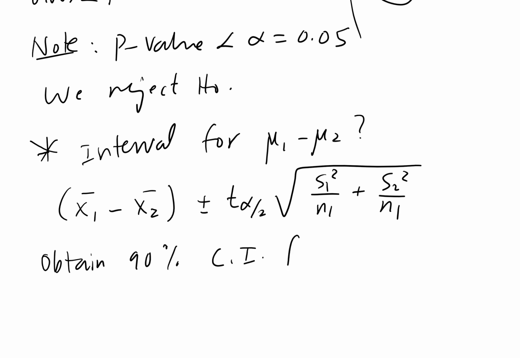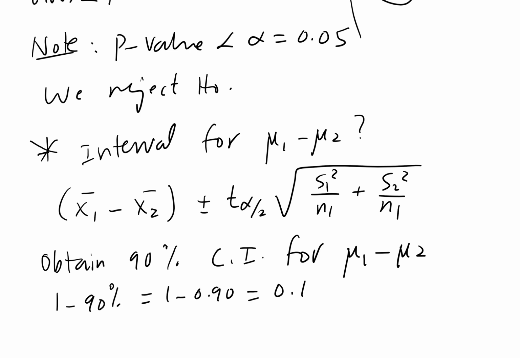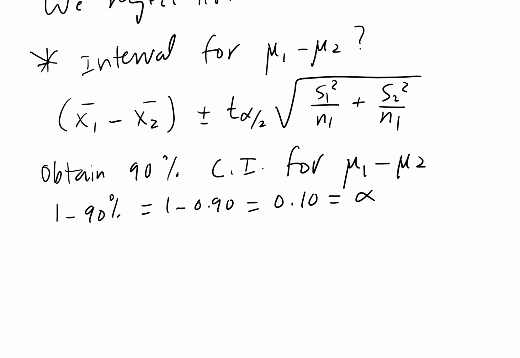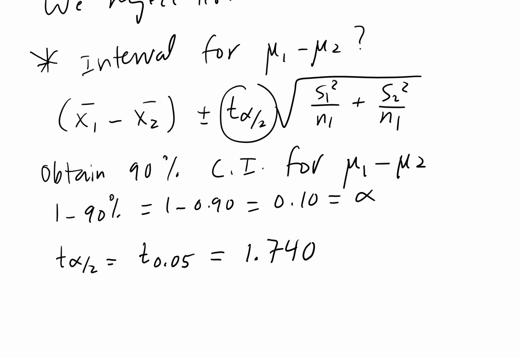So if we need to obtain a 90% confidence interval for mu1 minus mu2, the way we do this is that 1 minus 90% is 1 minus 0.90, 0.10. That's our alpha. And what we need to find is t sub alpha over 2. So t sub alpha over 2 is t sub 0.05. And from the table, and I found this earlier, from table 4, it's 1.74.